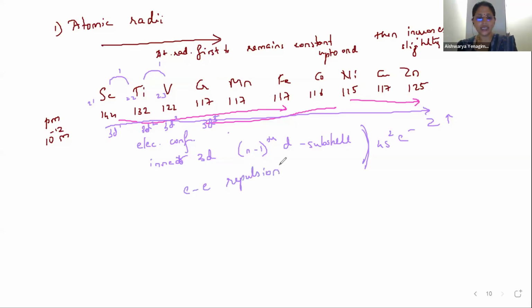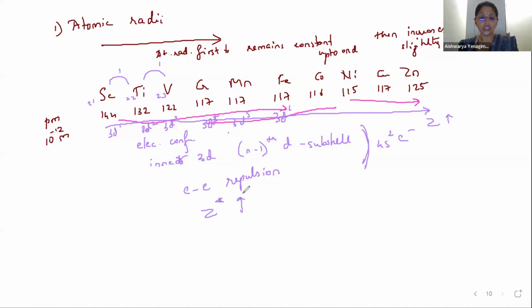Electron repulsion is less. It is not significant as there is no pairing. But from manganese, if you see, it is also 3d5. From iron, if you see, pairing occurs. So pairing is effective. Up to chromium, the effective nuclear charge increases.